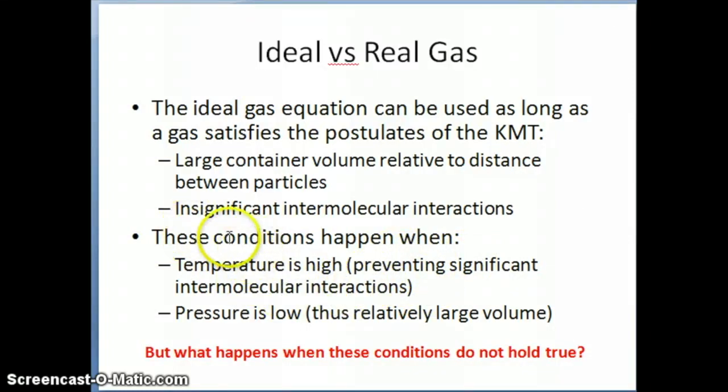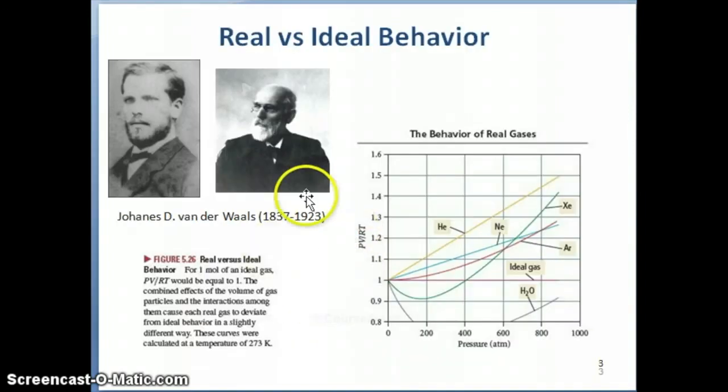The second condition that has to be satisfied is that the pressure has to be low. Low pressure really means that there's not a lot of particles. That means you pretty much have a large volume of the container relative to the number of particles that you have. So that satisfies this assumption right here. What happens when we don't have this condition? We have low temperature and we have high pressure, okay? The person who actually studied this was Johannes van der Waals.